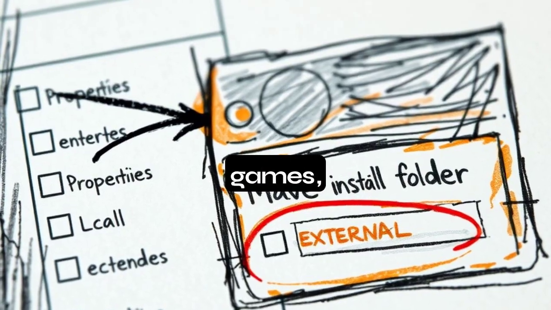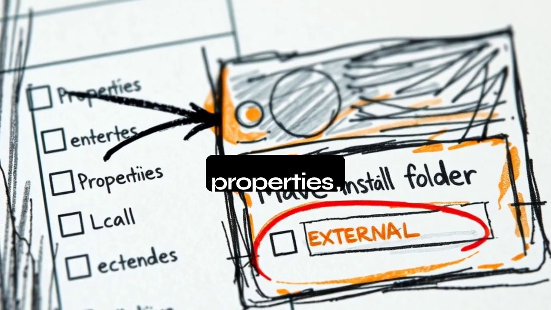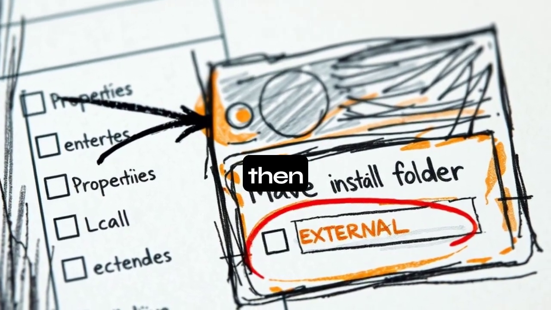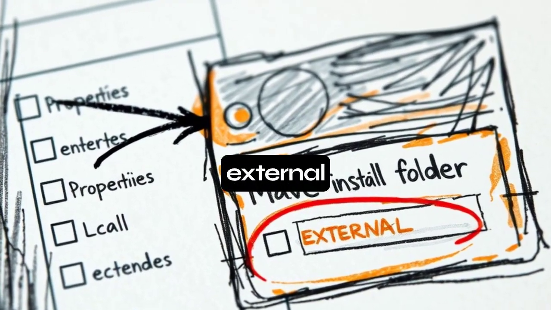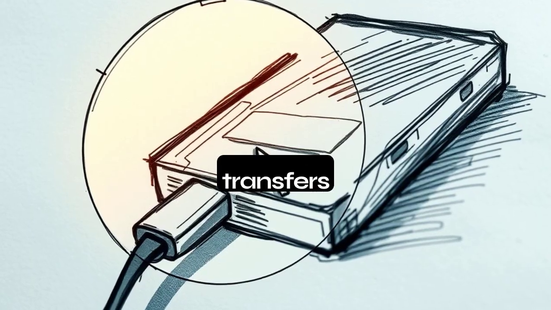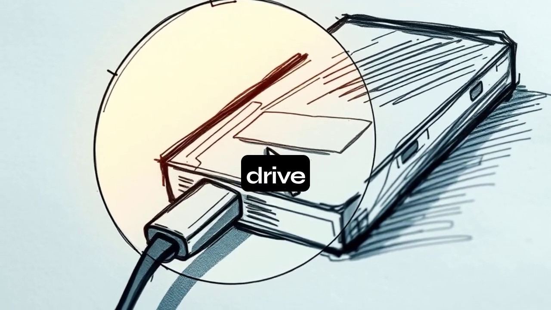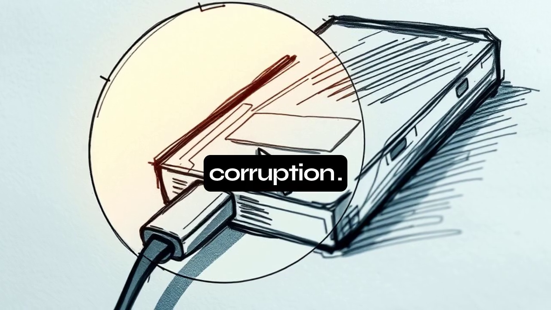To move installed games, right-click the game, choose Properties, Local Files, then move Install Folder and pick the external drive. Always wait for transfers to finish and safely eject the drive before unplugging to avoid corruption.